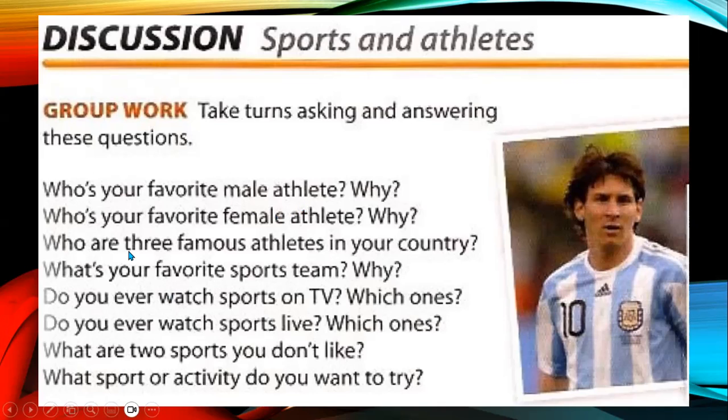Who are the three famous athletes in your country? Los tres atletas más famosos en tu país, en El Salvador. What's your favorite sport team? La Alianza, FAS, el Barça. Why? ¿Por qué? Do you ever watch sports on TV? Which ones? ¿Cuáles? Do you ever watch sports live? Which ones, right? What are two sports you don't like? ¿Cuáles son dos deportes que usted no le gusta?